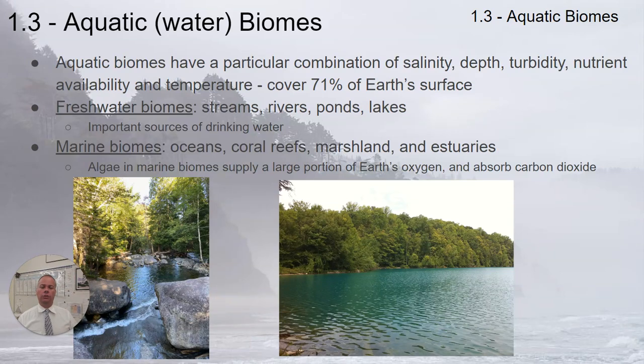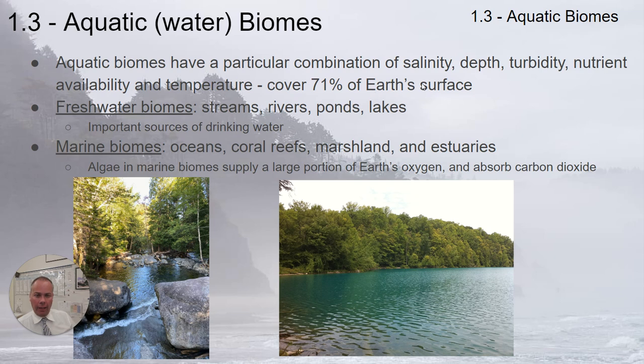Topic 1.3 continues our discussion of biomes, but now gets into aquatic, water-based biomes. There are slightly different factors which affect aquatic biomes than some of those that affect terrestrial biomes: salinity, how much salt is dissolved in the water; the depth of the water; turbidity, which means how clear the water is; how many nutrients are available in that water; and the temperature of the water. All of those factors affect the type of biomes we find in aquatic ecosystems.